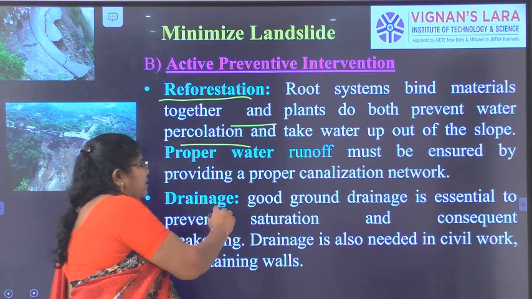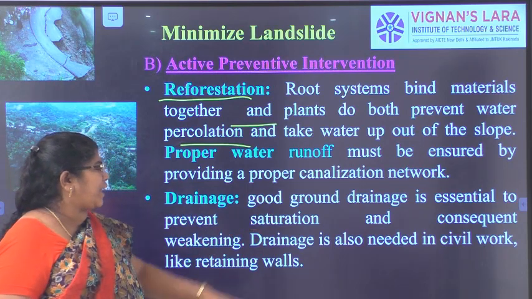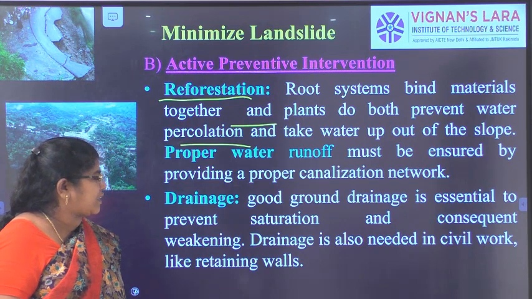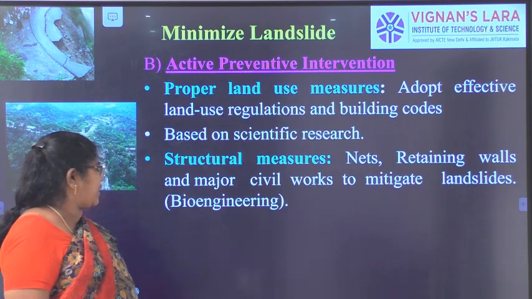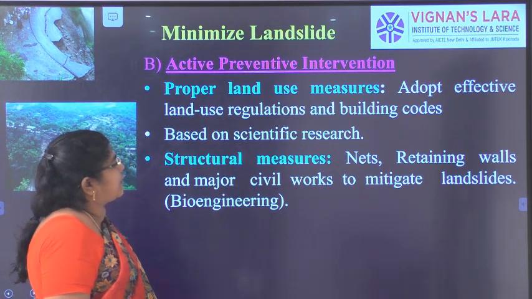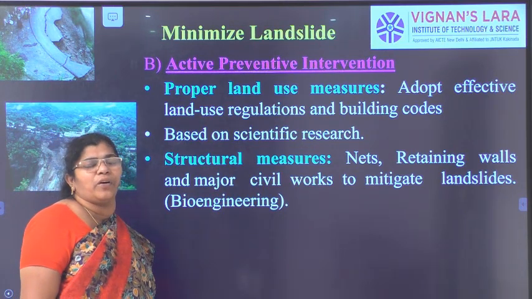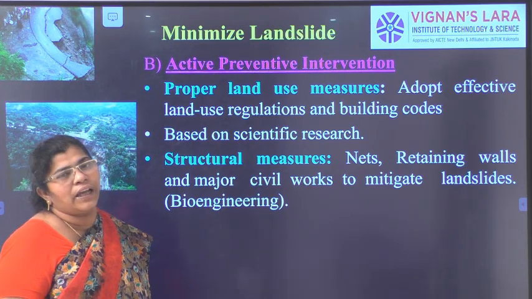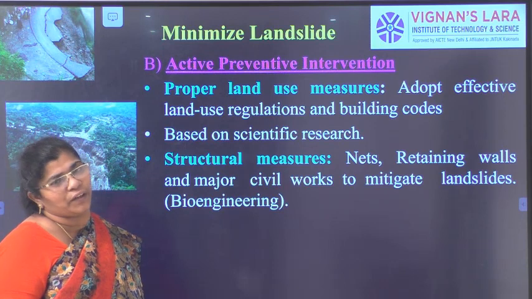The third one is drainage. Good ground drainage is essential to prevent saturation and consequent weakening. Drainage is also needed in civil work like retaining walls. Then proper land use measures, as I told you now, proper building code has to be followed. IS codal provisions have to be followed. Everything has to be followed when we are going for hilly areas.